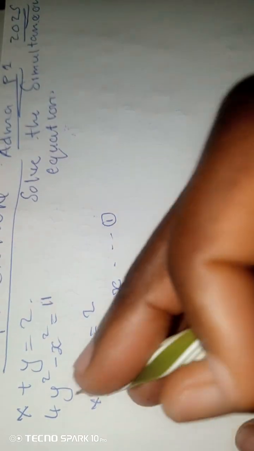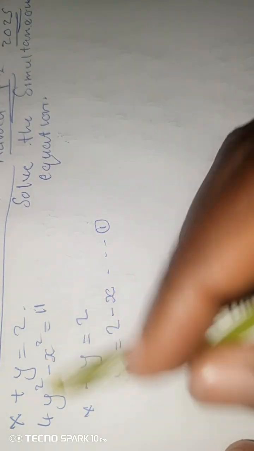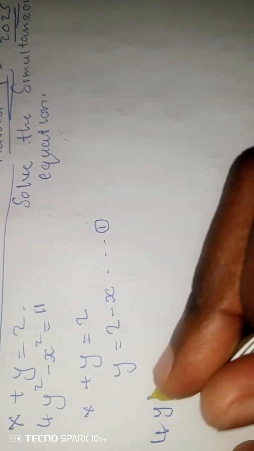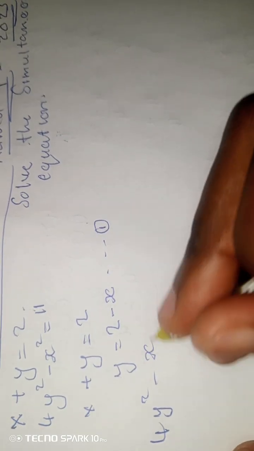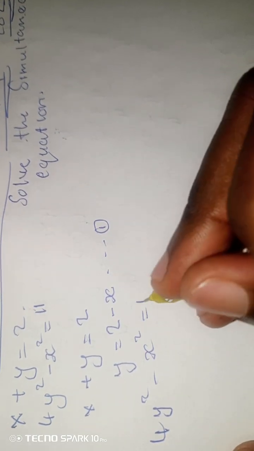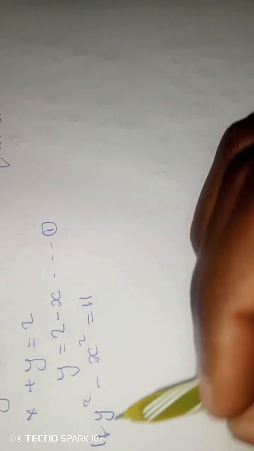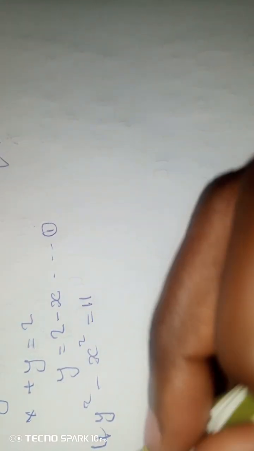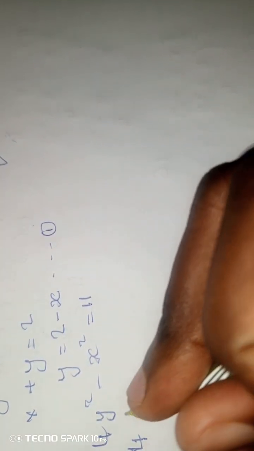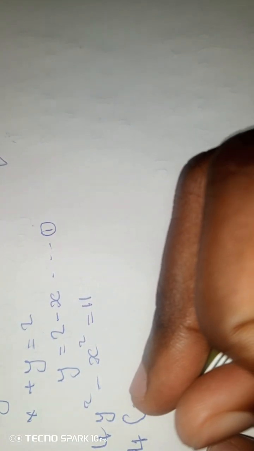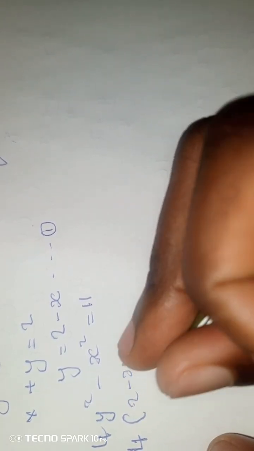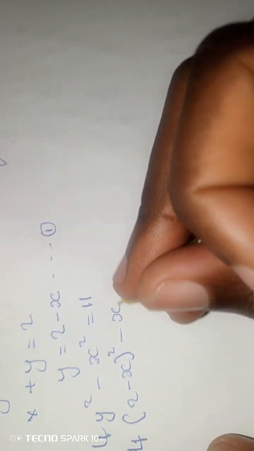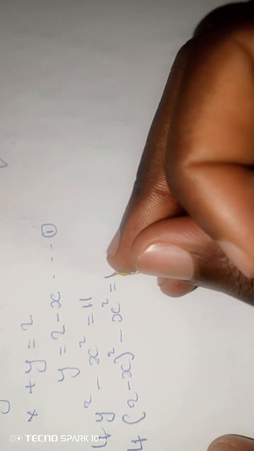From here now I'll write the bottom equation, the second equation. It will be 4y squared minus x squared equals to 11. Where there is y, I'm going to put this equation. So it will be 4 open brackets, 2 minus x, raised to the power 2, minus x squared equals to 11.